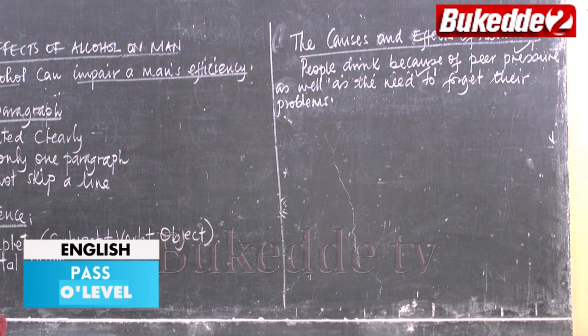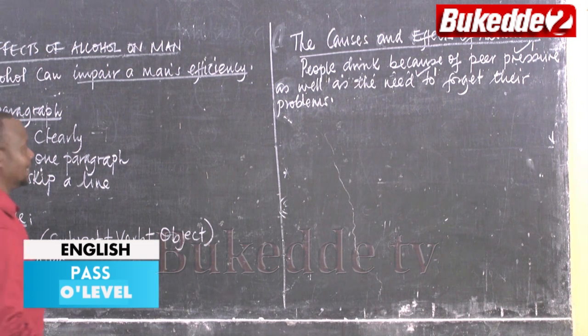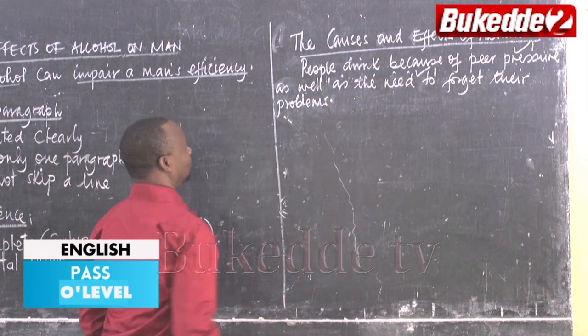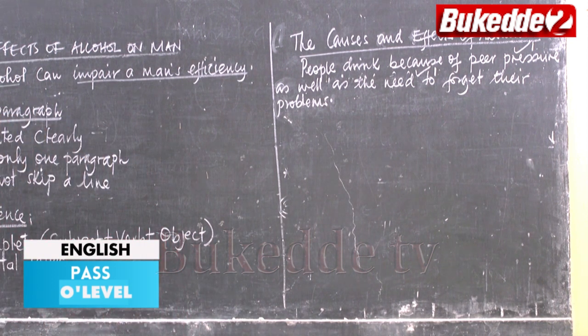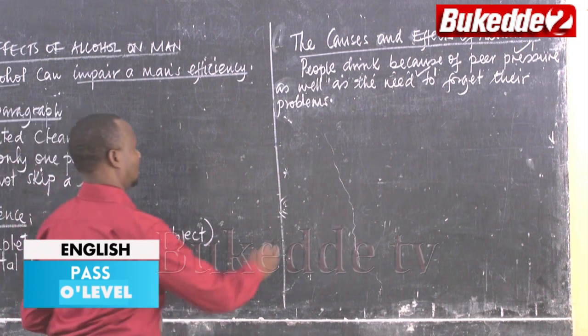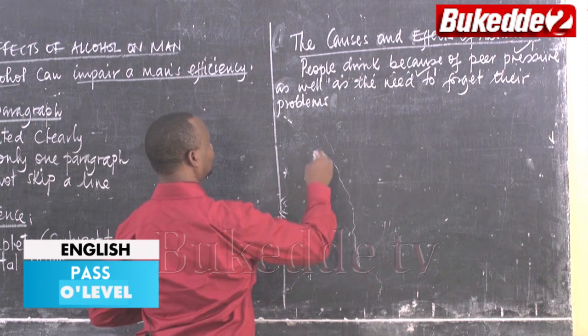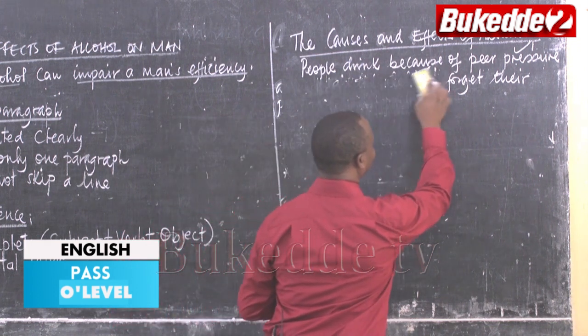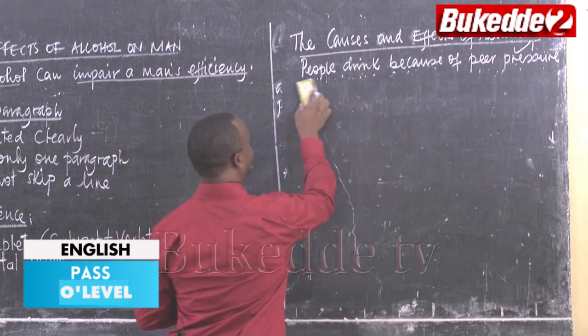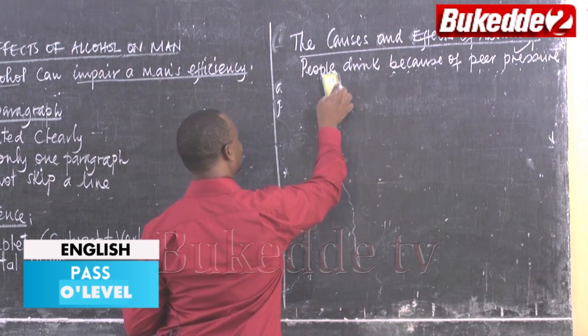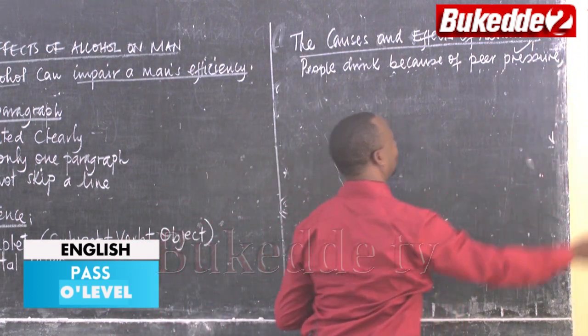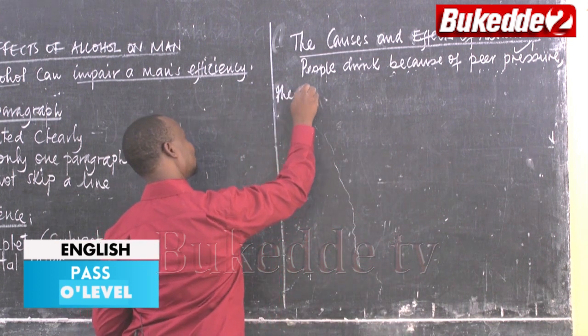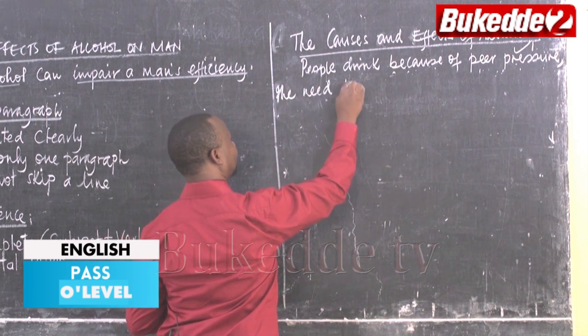But you can have 3 points in the same sentence. Let's say maybe people drink because of peer pressure, as well as the need to forget their problems. And then we have another one, and that is, so you'll have 3 points, and we'll leave the "as well". So we'll say, people drink because of peer pressure. You put there a comma. The need to forget problems.